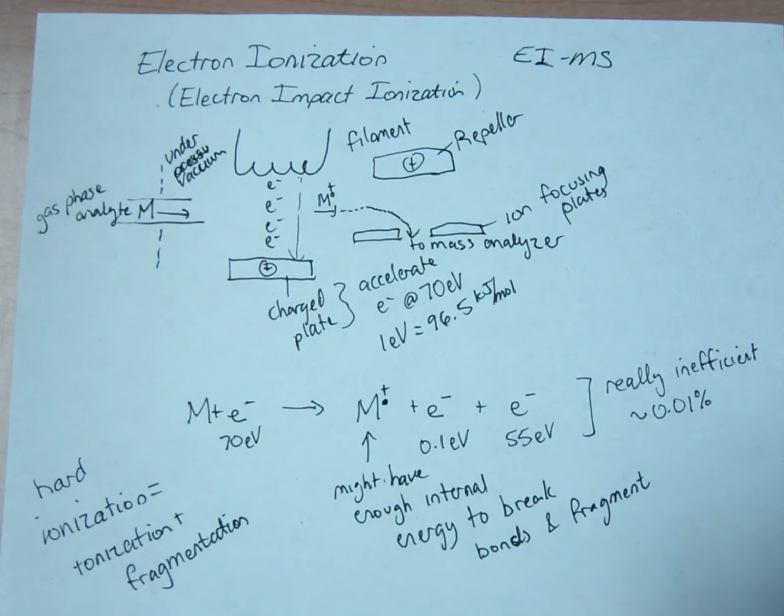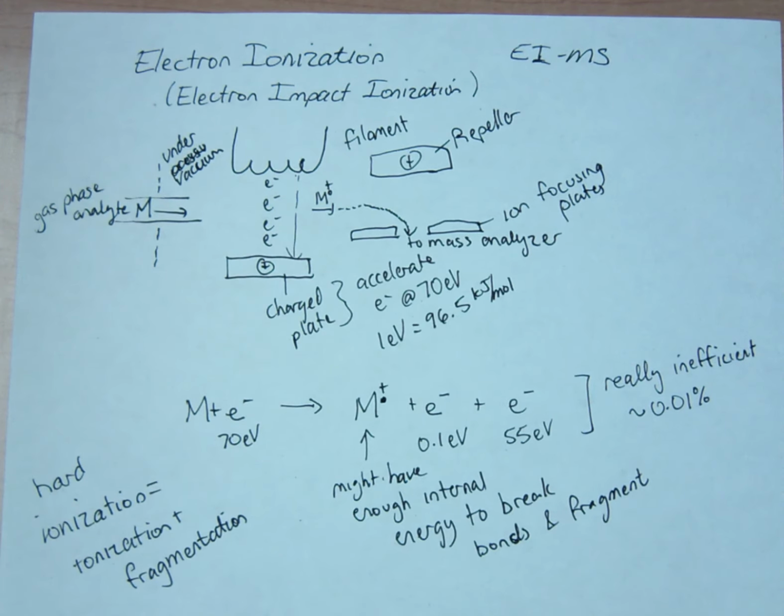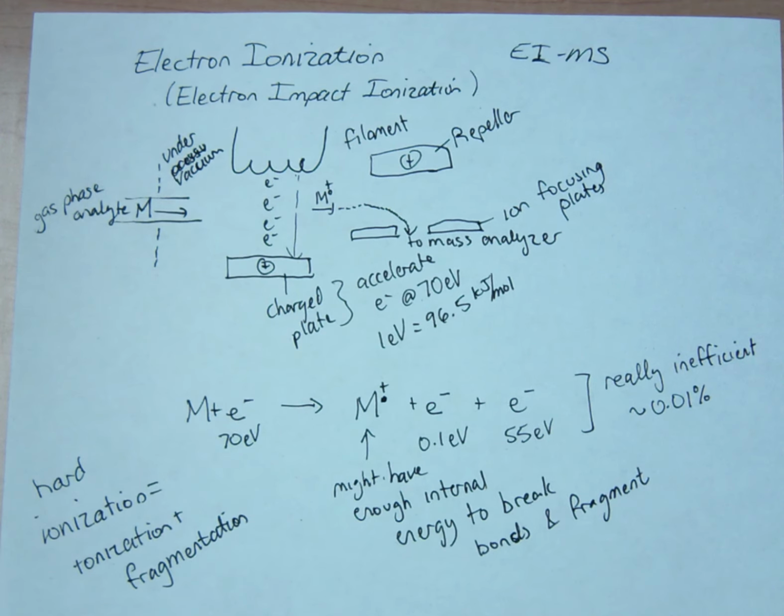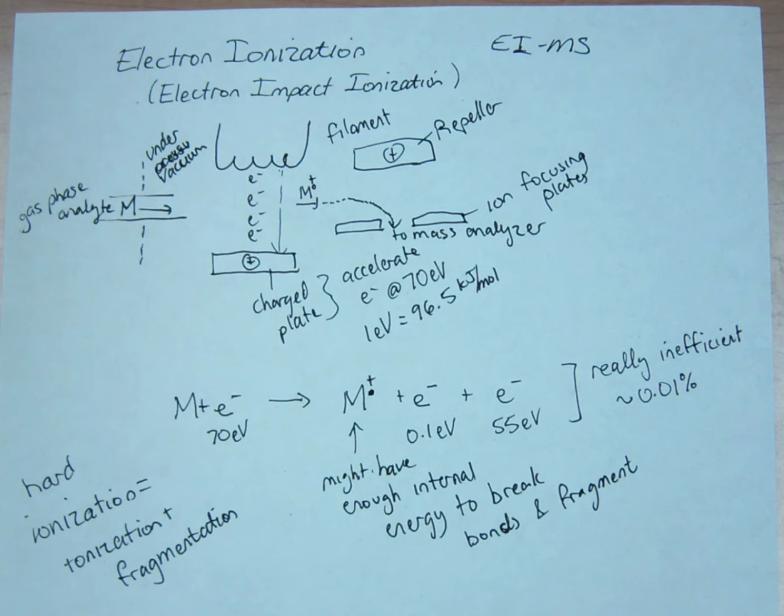Okay, so that's our electron ionization source, and it's one of the most common sources, again, because of the reproducible fragmentation and the amount of information you can get from the fragmentation during ionization.